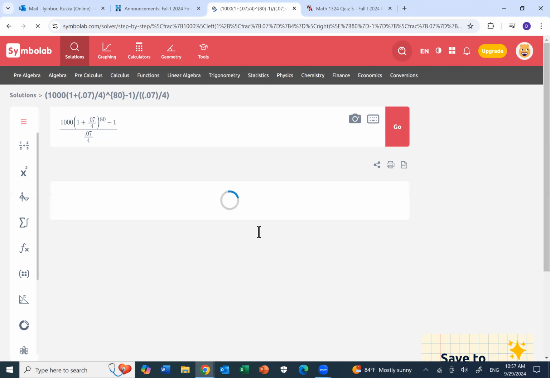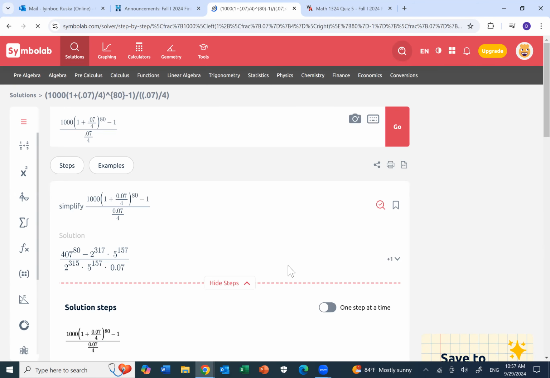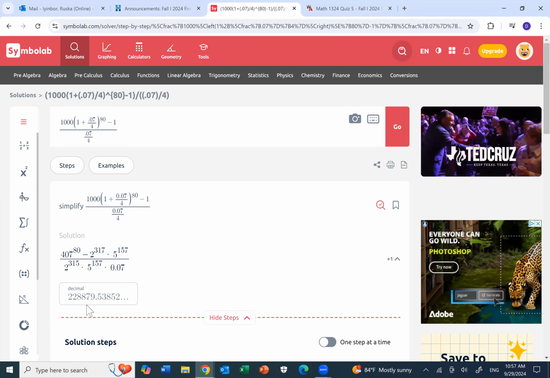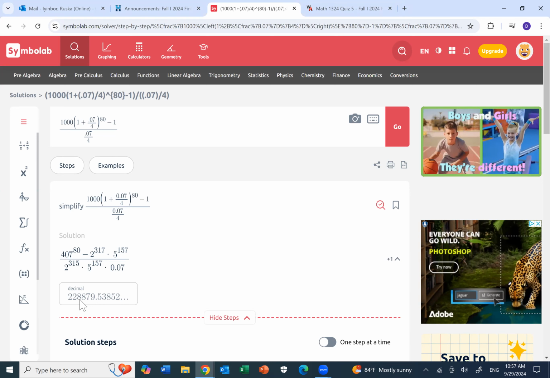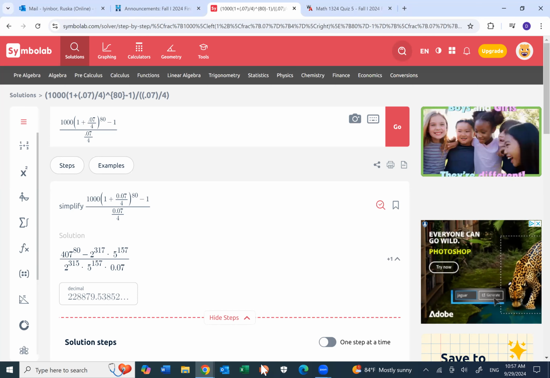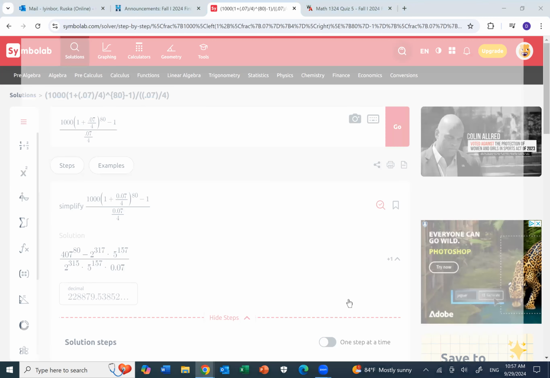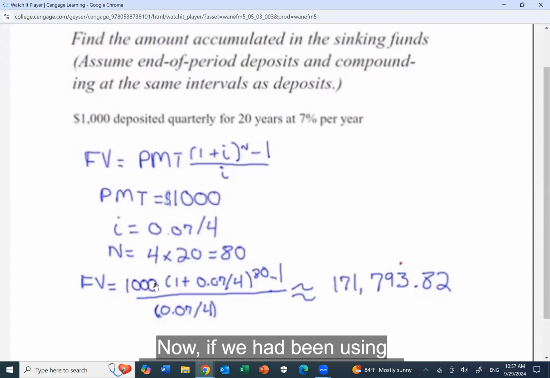Looking at this, when I enter it exactly the way they give me and press go or enter, it gives you the solution step by step. You have to click this +1, because when you click that, it gives you the actual answer. This is the answer I get, 228,000 and something. That's not the answer we have to get. The answer was 171,000. Let me show you one more time: 171,000. So the answer we get is wrong because of this 1,000.